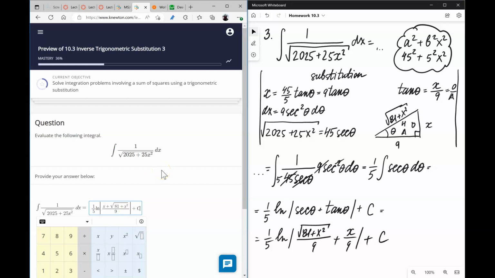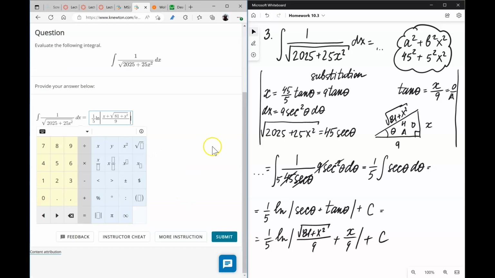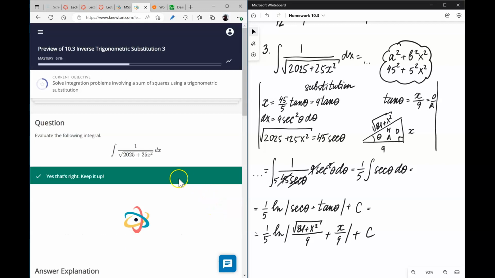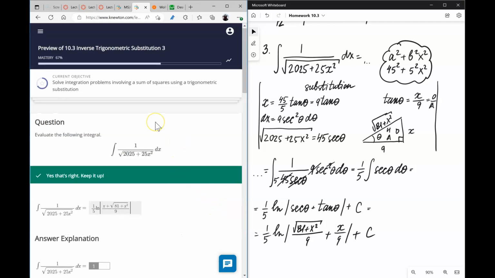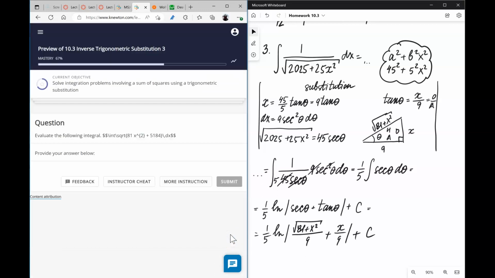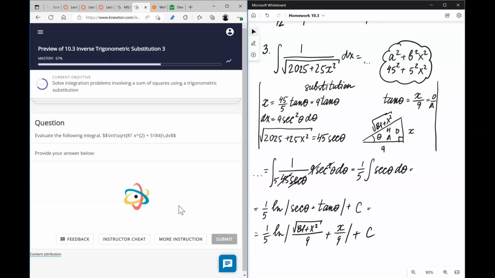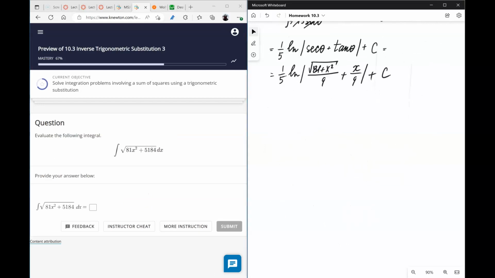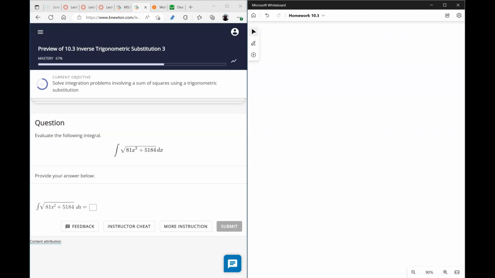I want to try something. So what if I don't put plus c? Will it count? It counts. Not sure why. Okay, 3, 4.